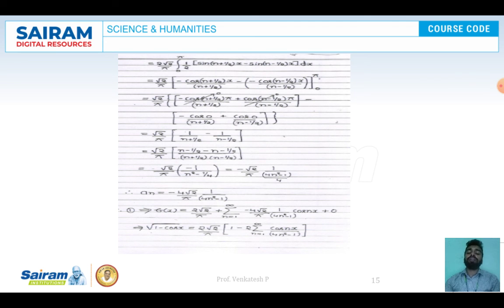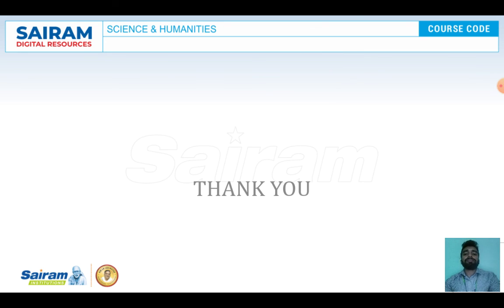Finally we got a n is minus 4 root 2 by pi into 1 by 4 n square minus 1. Now we replace this a naught, a n, b n in equation number 1, the main formula. After simplifying, we got the answer: square root of 1 minus cos x is equal to 2 root 2 by pi into 1 minus 2 into summation n from 1 to infinity cos nx by 4 n square minus 1, which is the required solution. Thank you.